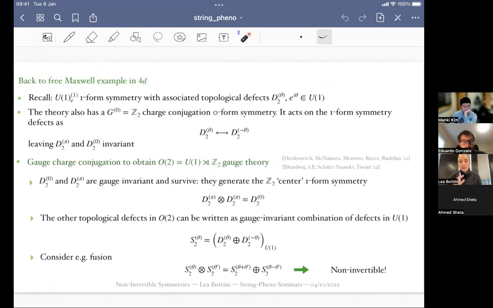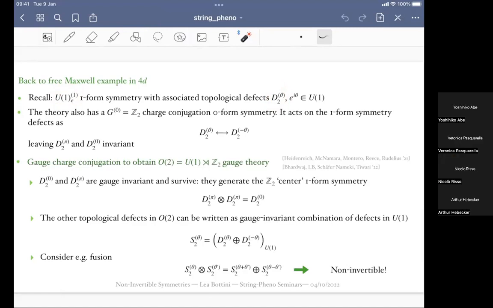So to understand the basic idea, we can go back to the Maxwell example, again in 4 dimensions. Remember that Maxwell theory has the two U(1) one-form symmetries. Let's just focus on the electric U(1) one-form symmetry. These are topological defects that are 2-dimensional, the D2(θ), where θ is a label in U(1). But this theory also has a zero form symmetry, which is a Z2, and it's just charge conjugation. This symmetry acts on the one form symmetry defects. In particular, it sends an element D2(θ) into an element D2(−θ).